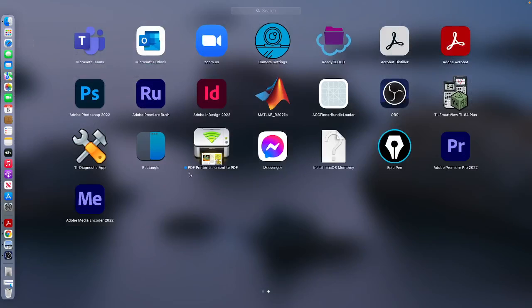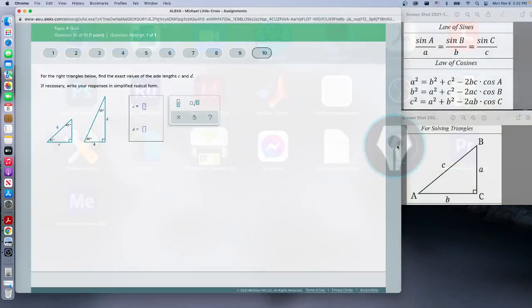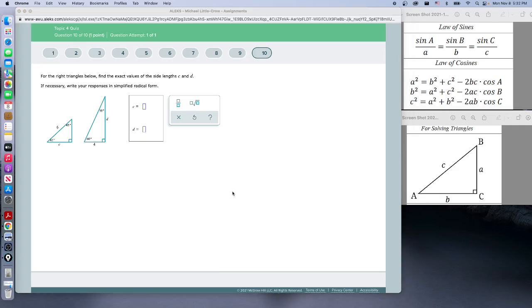Let me get my little epic pen out. It's a free download, so if you ever need to write on your screen, there it is. It's kind of a nice little feature. Let me double check all this. Okay, here we go.